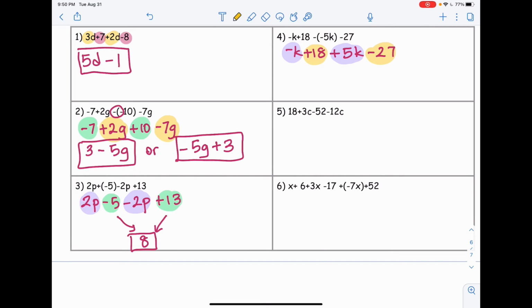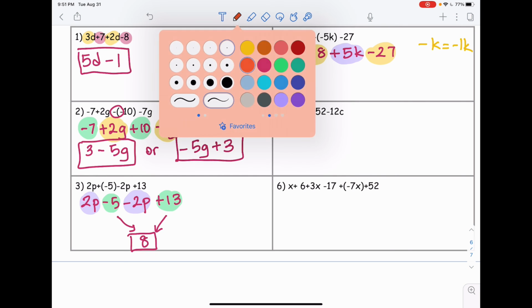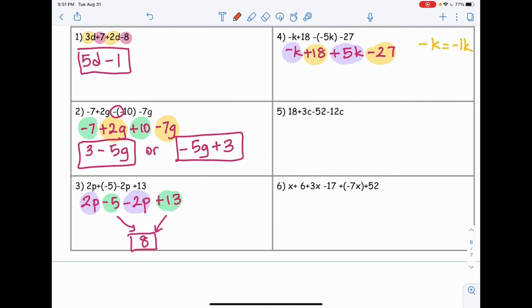First, negative 1k. Negative k is the same thing as negative 1k. That's why I can assume that negative k is actually with the coefficient negative 1 here. So I'm adding negative 1 and 5 to combine negative k and 5k. So from here, negative 1k plus 5k will give me just 4k. And then negative 27 plus 18 will give me negative 9.